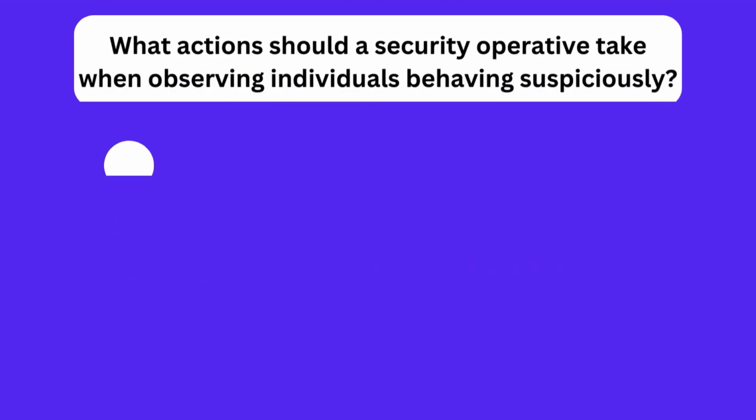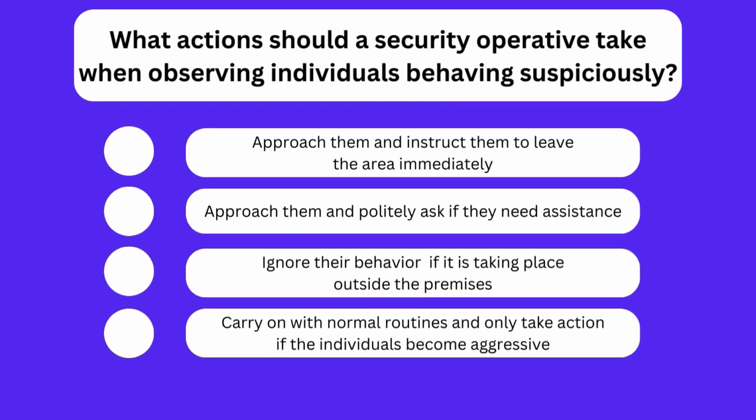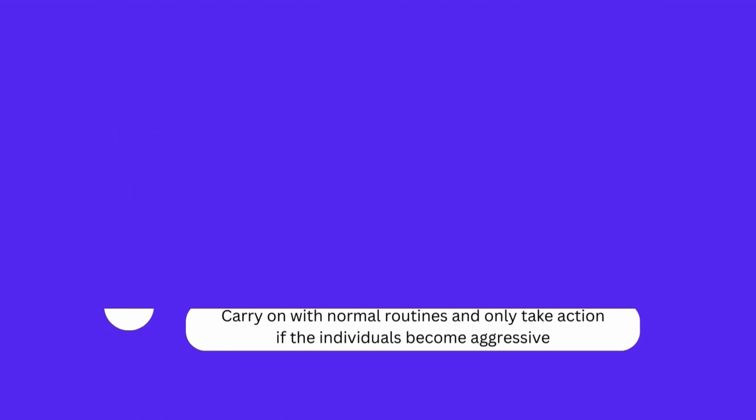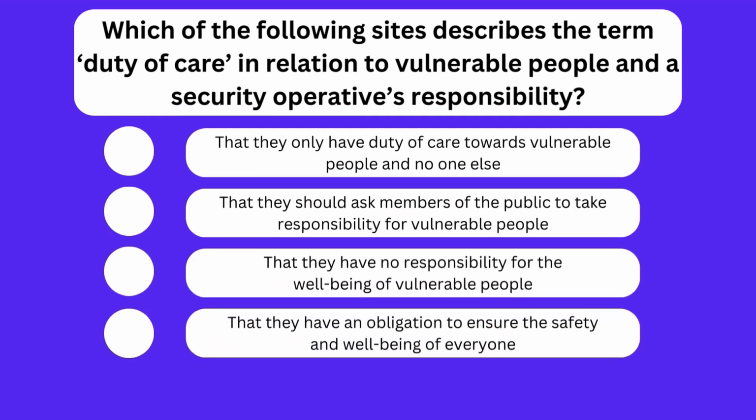Next question is, what actions should a security operative take when observing individuals behaving suspiciously? So the correct option is the second one. The security operative should approach them and politely ask if they need assistance. Next question is, which of the following describes the term duty of care in relation to vulnerable people and a security operative's responsibility? So the correct option is the last one, that they have an obligation to ensure the safety and well-being of everyone.